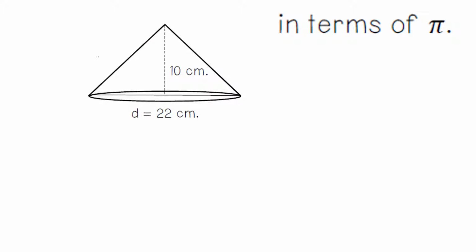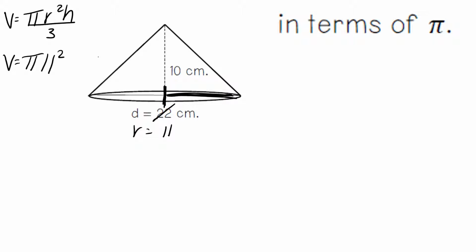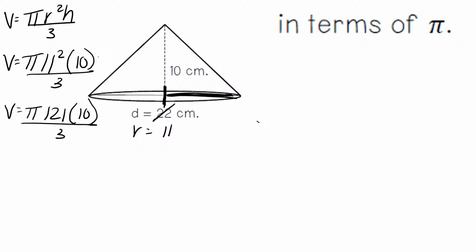For this problem, again, we're going to use our cone formula, V equals pi r squared h divided by 3. For this problem, it gives us D for the diameter. We do not want the diameter, we only want half of the circle. So instead of 22, we're going to do half of that. We're going to do 11. Our radius is 11. Our height going up and down is 10. 11 squared is 121. 121 times 10 is 1,210.